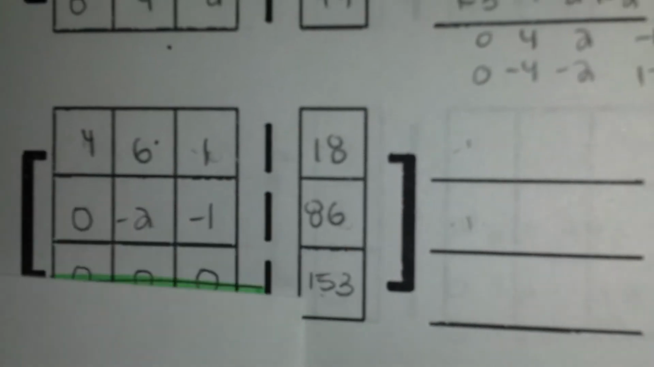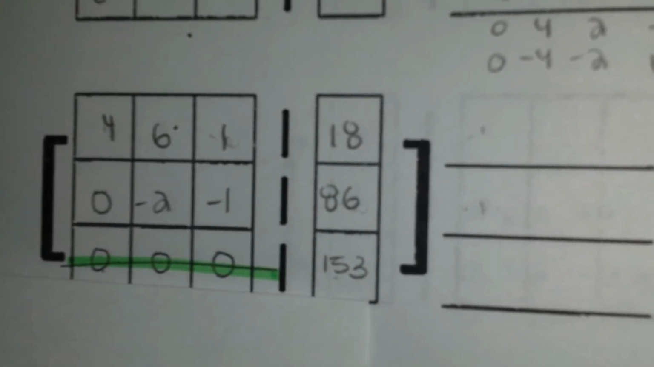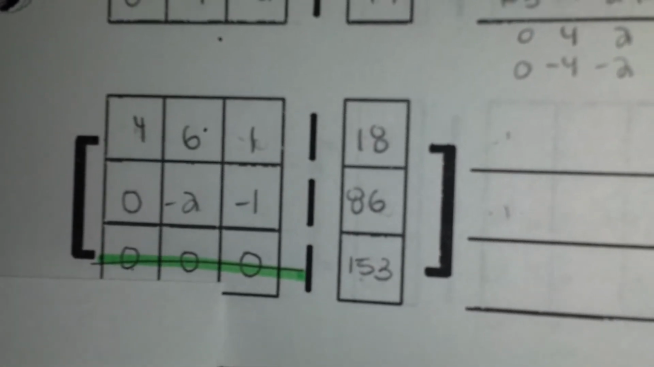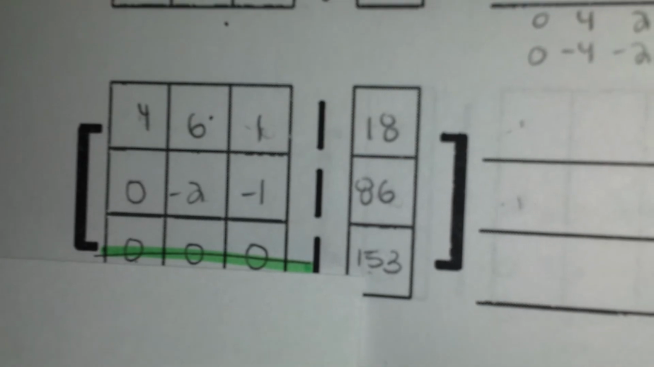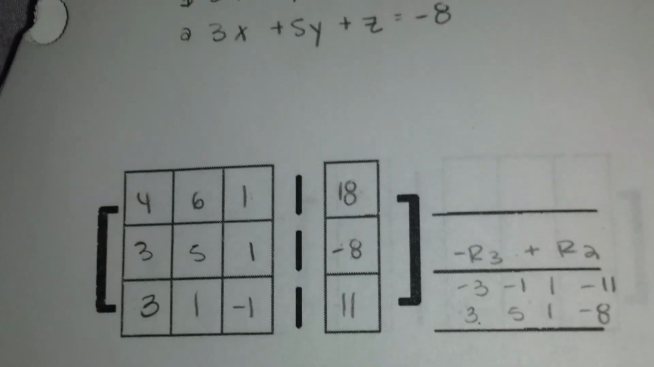And those ended up canceling out altogether, and I got 0 equals 153, and obviously that isn't correct. There isn't a 0 that equals 153, so this system here is inconsistent. And that's basically what this is.